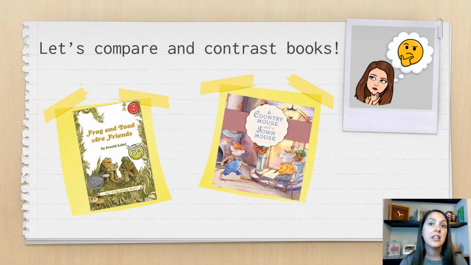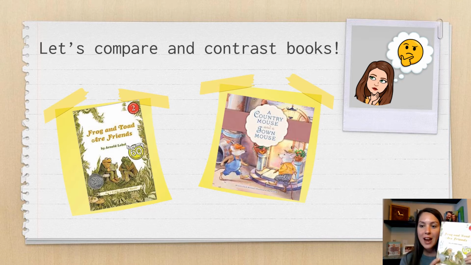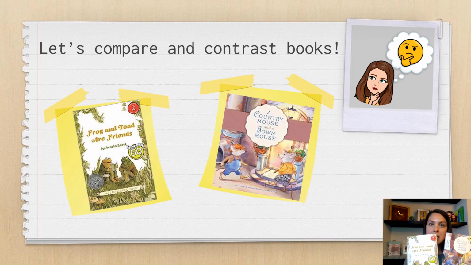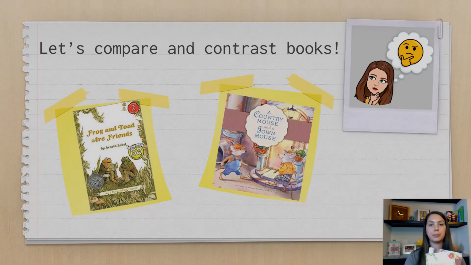So we compared and contrasted two different shoes. Now we're going to do the same for books. We have A Country Mouse and a Town Mouse, which you might remember reading from before, and we have Frog and Toad Are Friends. So we're going to use these two books and compare and contrast them.